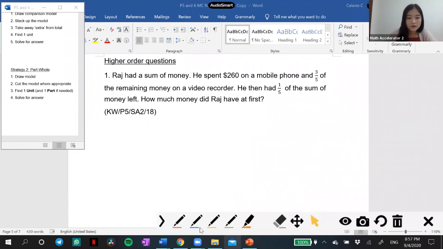Okay, let me use this. Alright, Raj had a sum of money. He spent $260 on a mobile phone and 3/5 of the remaining. Highlight the keyword remaining. On a video recorder, he then had 1/5 of the sum of money left. How much money did Raj have at first?